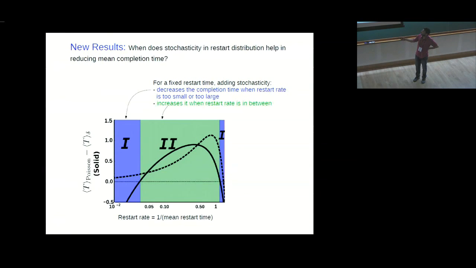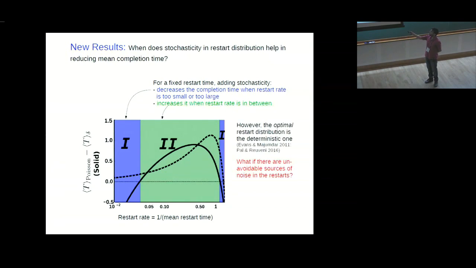And it turns out that there are different regimes. And this is rather general, actually. I've only shown it to you for a Poisson restart, but we have results for a larger class of stochastic restarts, where essentially, at intermediate times, the deterministic restart is better. But there are regimes where adding some stochasticity actually reduces the completion time. However, if you are allowed to choose whatever restart time you want, if you're looking for the optimal mean completion time and what restart time will give you that, then it's known that the deterministic one is the optimal one, okay?